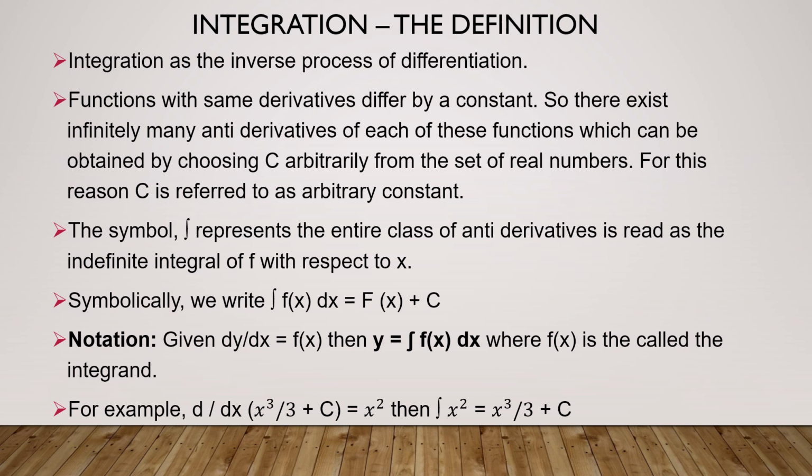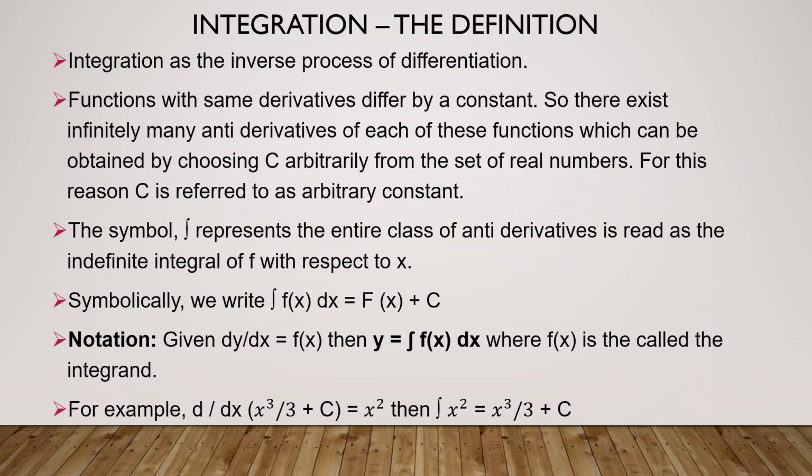So there exist infinitely many antiderivatives for each of these functions, which can be chosen by taking different values of c. So c is called an arbitrary constant. So when you integrate a function, at last you put plus c for the answer. That means if I am adding any other constant c, then also the derivative will remain the same.